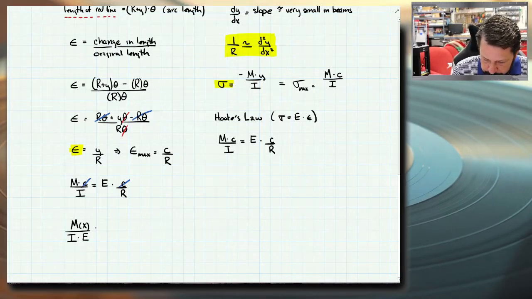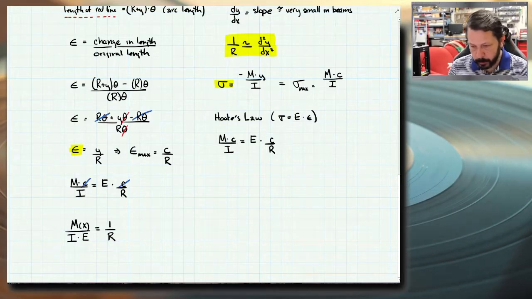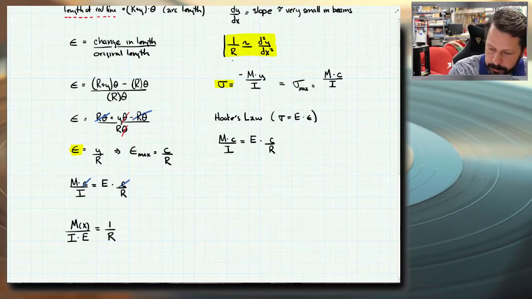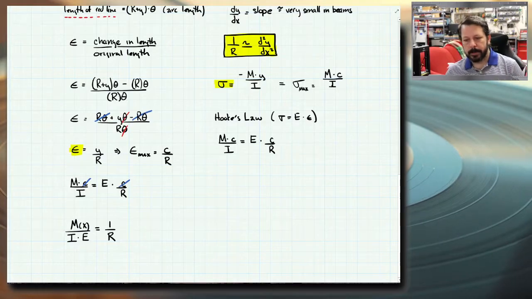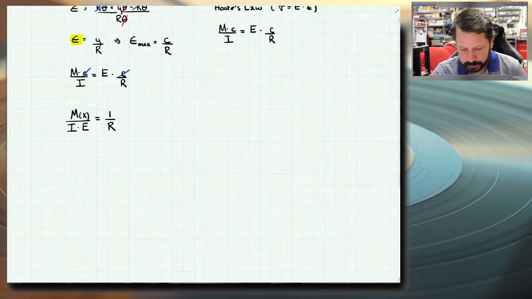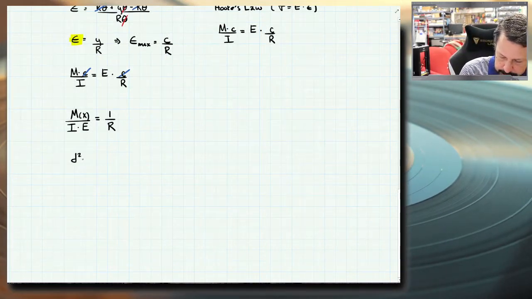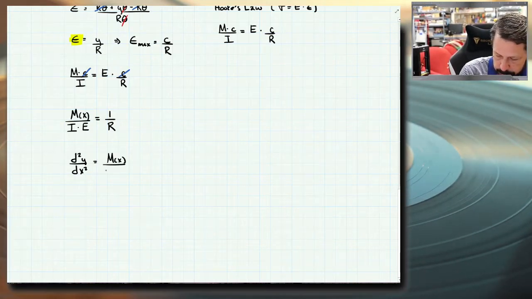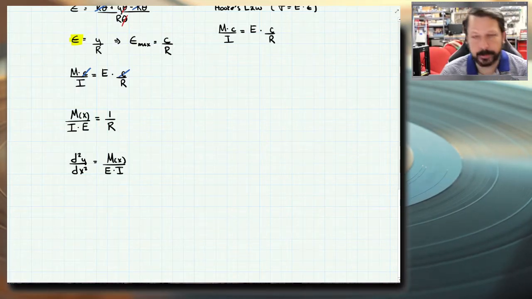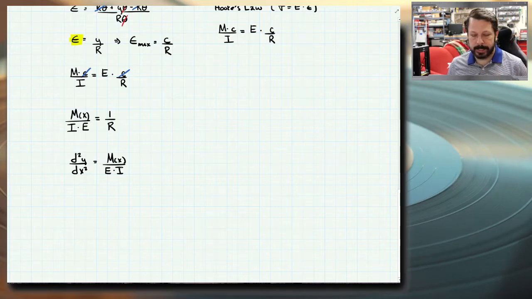And that leaves me with 1 over r, which is what we started out with over here, making the approximation that 1 over r is the second order derivative of y with respect to x. So now I've got the second order derivative of y with respect to x equals M as a function of x over, a lot of times it's EI, doesn't matter which order you put them in, but they're alphabetized now.